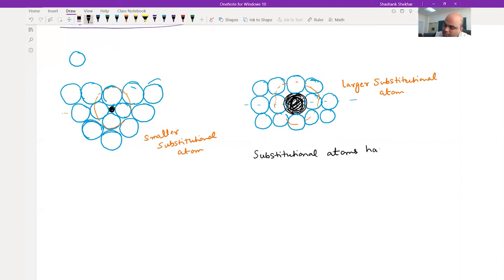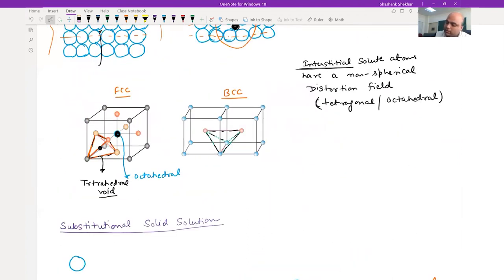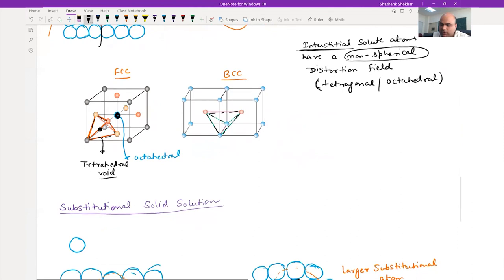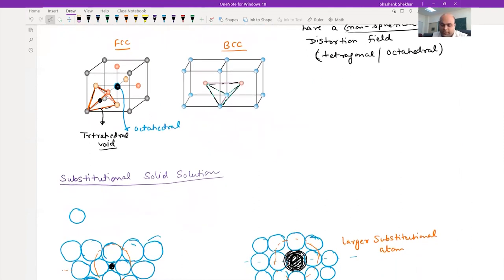So in substitutional solid solution, substitutional atoms have a spherical distortion field. So it will lead to spherical distortion, and if you see here, it is non-spherical for interstitial. So this is the difference between the strain associated with substitutional atoms and interstitial atoms. In a substitutional atom, you have a spherical distortion. In an interstitial atom, you have a non-spherical distortion.